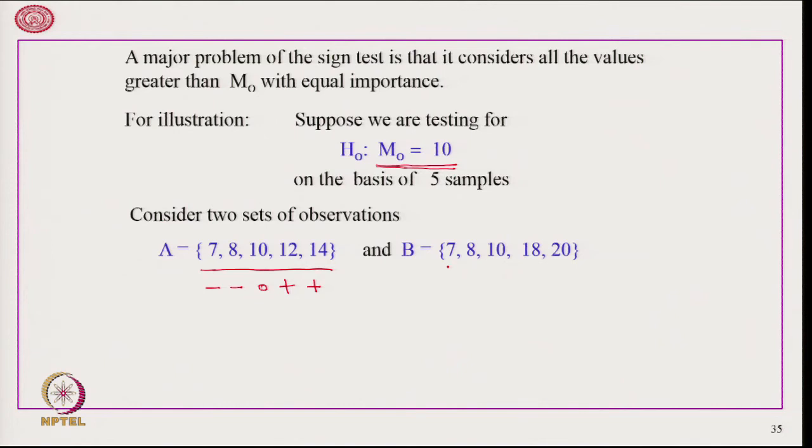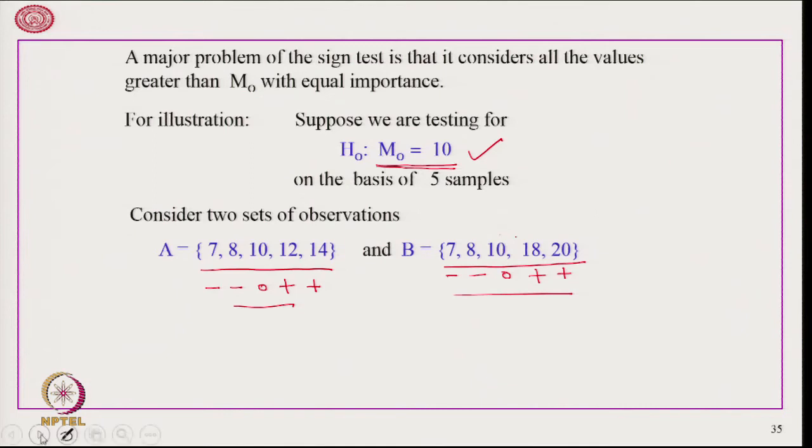Suppose on the other hand, my observations are 7, 8, 10, 18 and 20. If we use simple sign test, then again we will get minus minus, this is 0, plus plus. Therefore, by sign test it also has the same value as this, hence we are going to accept the null hypothesis that m is equal to 10. However, if we look at this, it is a continuous distribution and observed values are from 7 to 20, then we can easily feel that the median should not be 10, it should be something higher than that. That is a basic intuition.